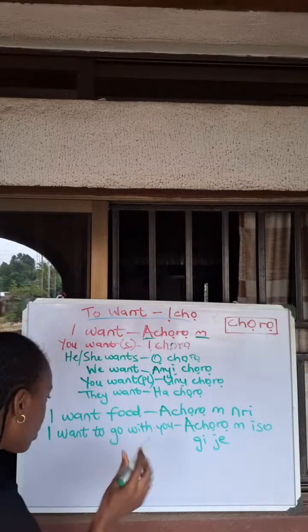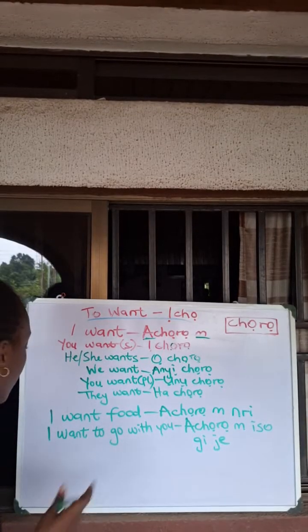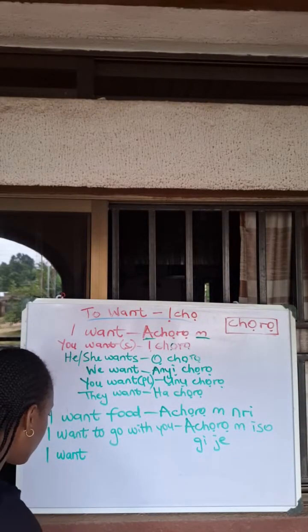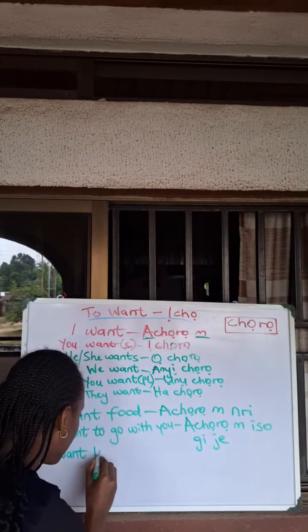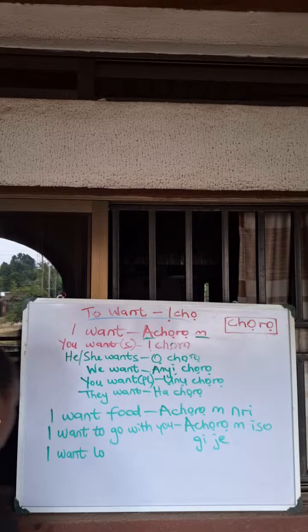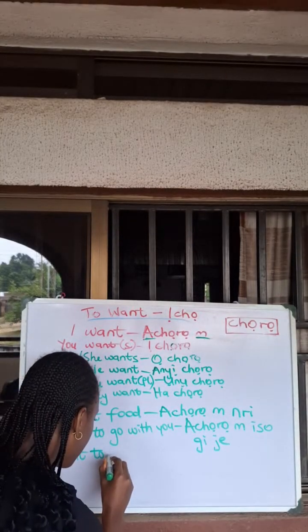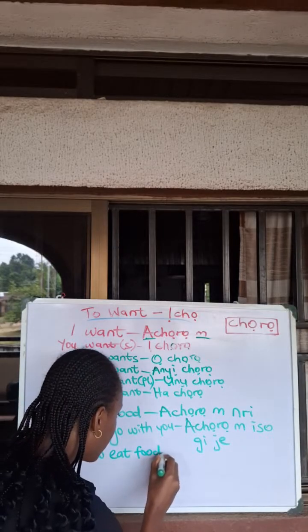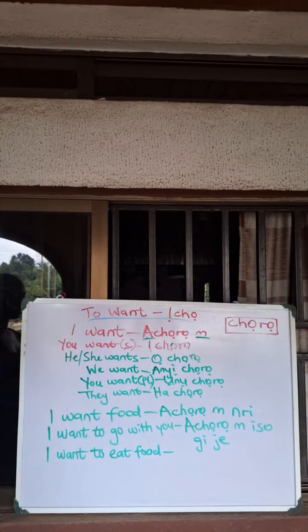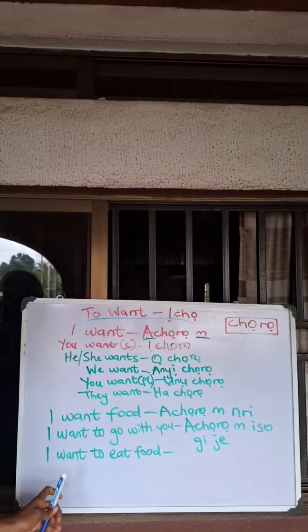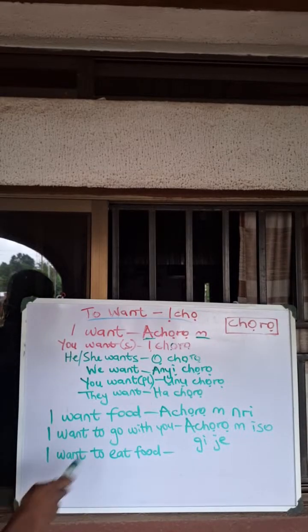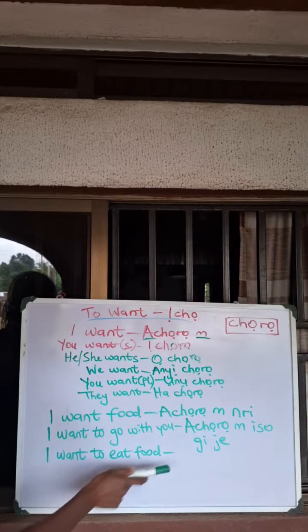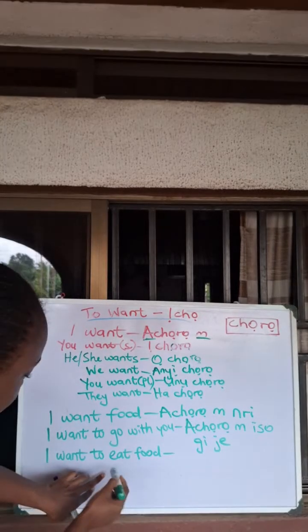So another example. I want to eat food. Achọrọ m iri nri. You can see this is an infinitive.